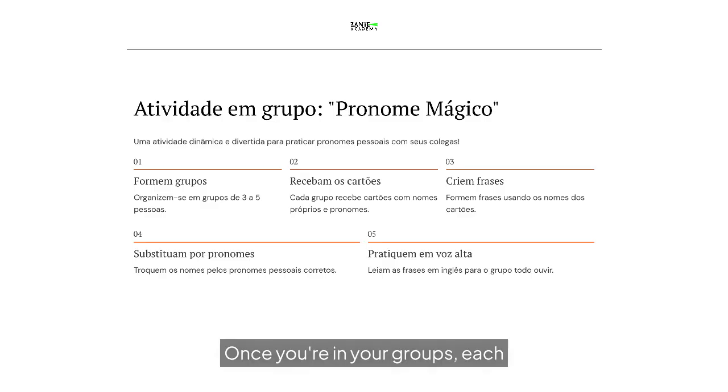Once you're in your groups, each team will receive cards that have names and pronouns written on them. Next, here's where the magic happens. Each group will create sentences using the names from the cards. Think about how we've discussed the roles of subject and object pronouns. This is your chance to apply that knowledge. For example, if you have the name Emily, you might create a sentence like, Emily loves to read.